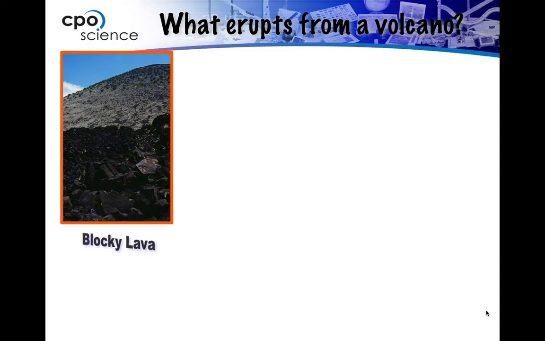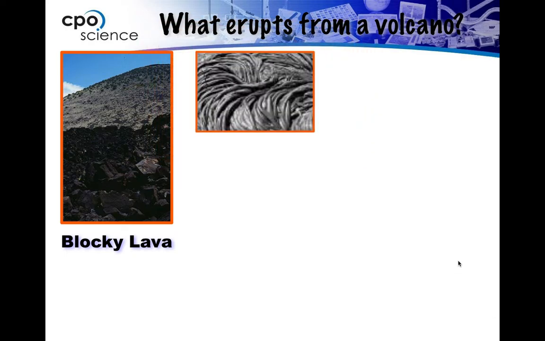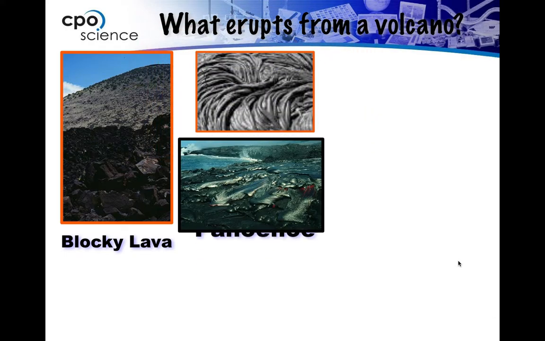Right, so what erupts from a volcano? When that magma comes up and that lava reaches Earth's surface, we have different types of lava. It's going to depend upon the composition of that lava, and it's going to depend upon, what should I say, the conditions at which it hardens. So we have blocky lava. This stuff is called pahoehoe. It looks kind of like wax when it's been melted.